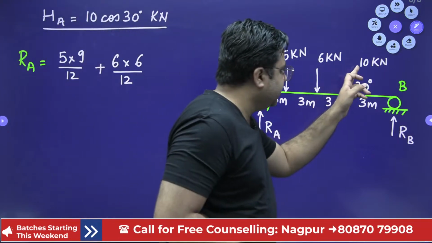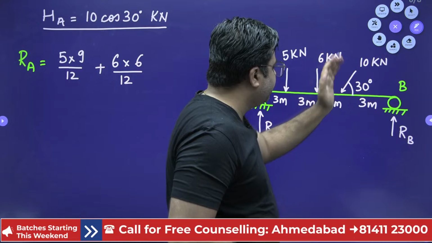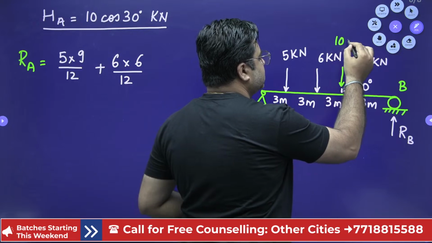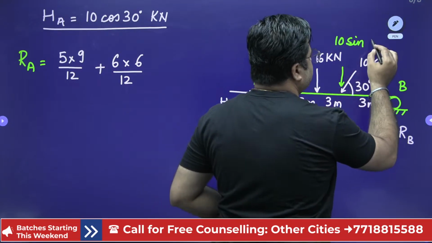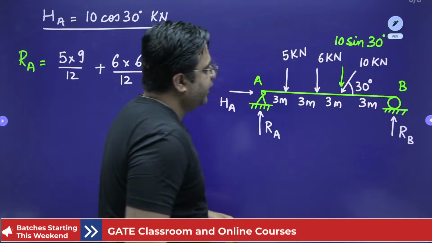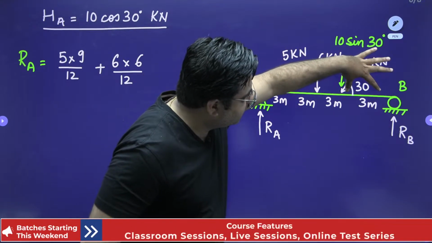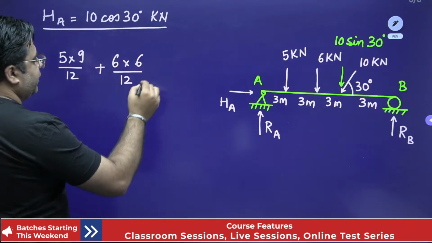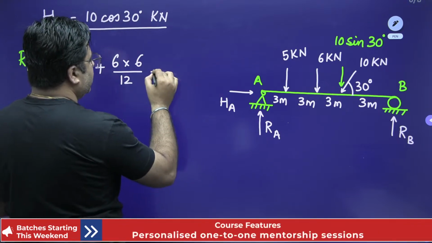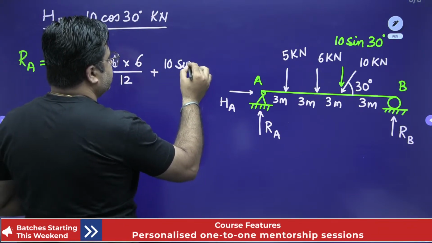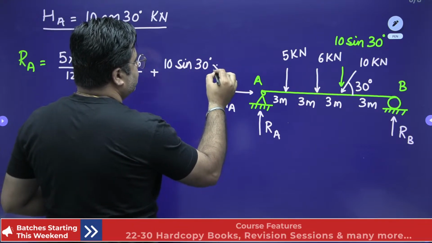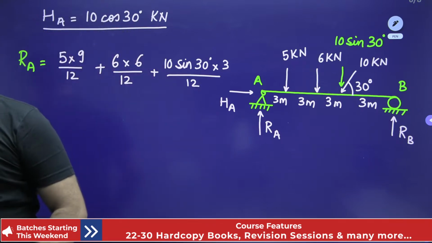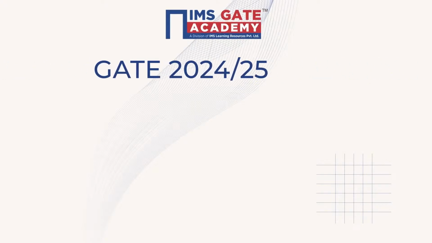Next is this 10 kilonewton load. When you take the vertical component of this 10 kilonewton load, it will be 10 sine 30 degrees, right? And for this 10 sine 30 degrees, this distance is 3 meter. So 10 sine 30 degrees into 3 divided by 12 will be the component of this load on Ra. Okay, just try for Rb, and I'll be back in 1 minute.